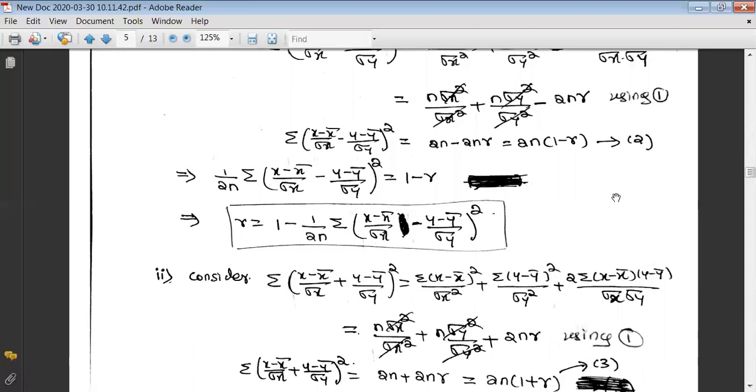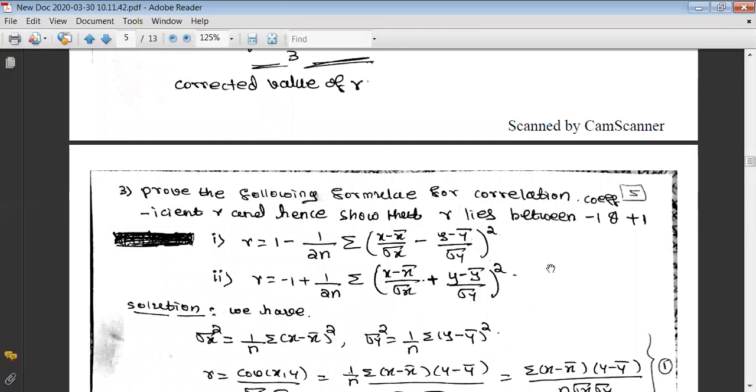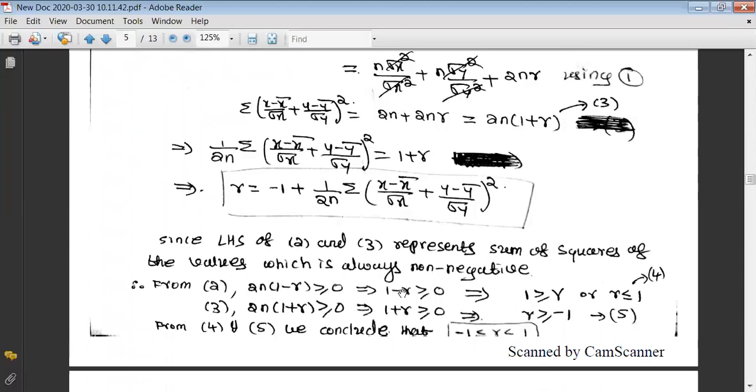In a similar fashion, if you consider this part in the second result, and simplify with the same explanation, we get r equal to minus 1 plus 1 upon 2n into summation of (x minus x bar) upon sigma x plus (y minus y bar) upon sigma y whole square. These are the two results we are required to prove.